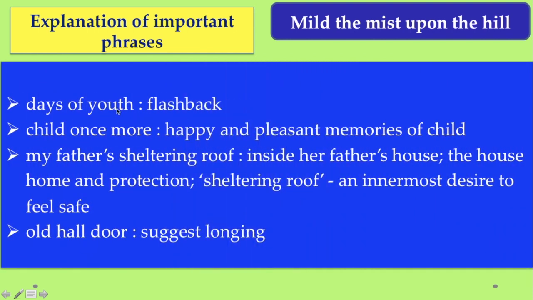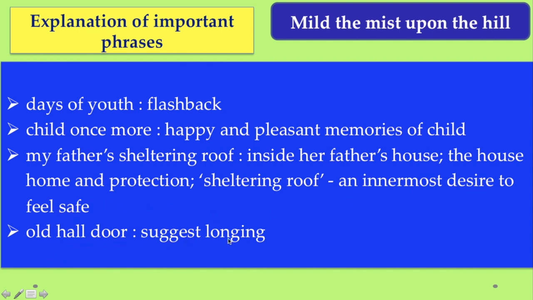Next, days of youth, that is a flashback. Actually, the poet is recollecting her past days with her family and father. Child once more. That means here the poet recollects her childhood days, that makes her happy, pleasant memories of her childhood. My father's sheltering roof. This is an important phrase. Inside her father's house, the house, home, and protection. The house signifies home and protection, and sheltering roof and an interesting desire to feel safe.